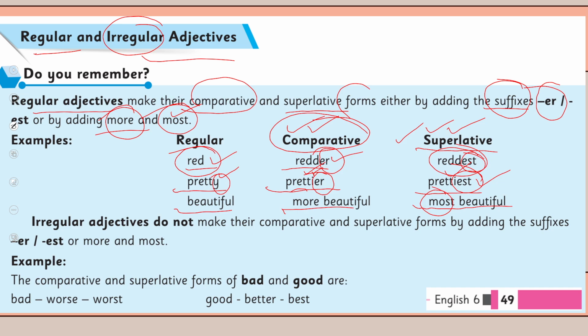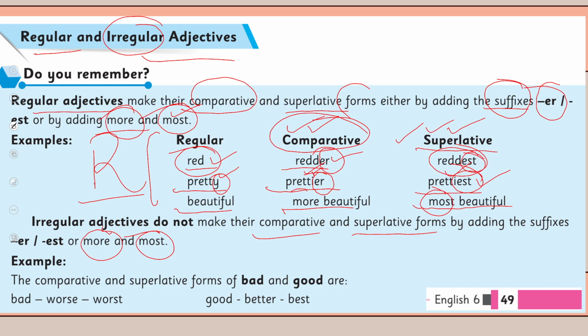Now, these are our regular adjectives. Now, irregular adjectives do not make their comparative and superlative forms or degrees by adding the suffixes er, est, more, or most. It means now we are going to make the comparative and superlative degrees of adjectives without using er, est, or more and most. How do we do it?